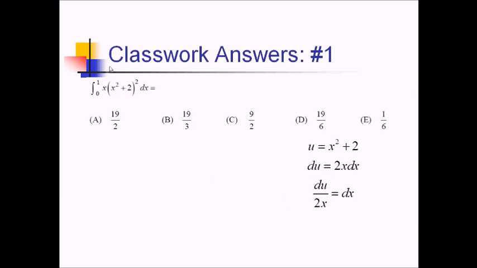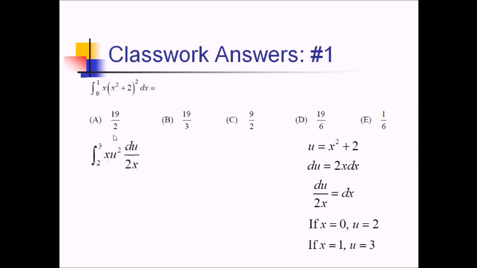I'm also going to convert my x values into u values. So if x equals 0, then u is going to equal 0 squared plus 2, so 2. And if x equals 1, then u is going to be 1 squared plus 2, so 3. So then I've got the integral from 2 to 3 of x, u squared, and then du over 2x.